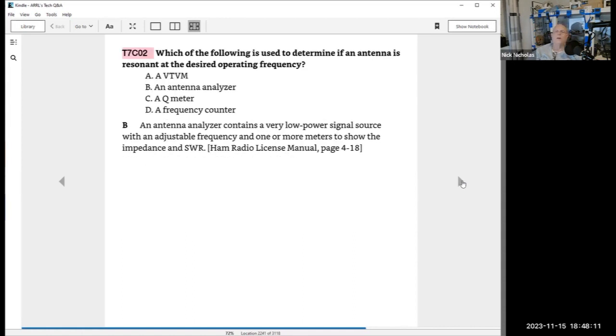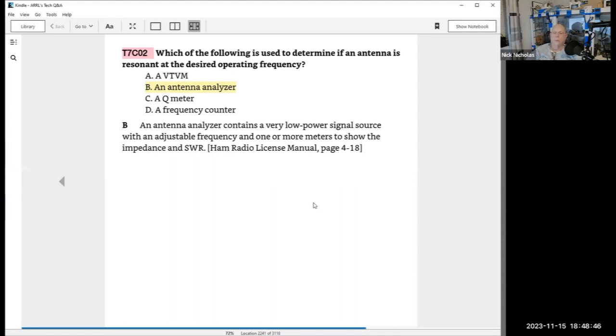Which of the following is used to determine if an antenna is resonant at a desired operating frequency? And a tool that they are recommending, and I will recommend that is a great tool to have, is an antenna analyzer. Antenna analyzer will tell you what the resonant frequency of an antenna is. It will also tell you a lot of other things about an antenna. There are other devices that can do this, but nothing does it as good as an antenna analyzer.